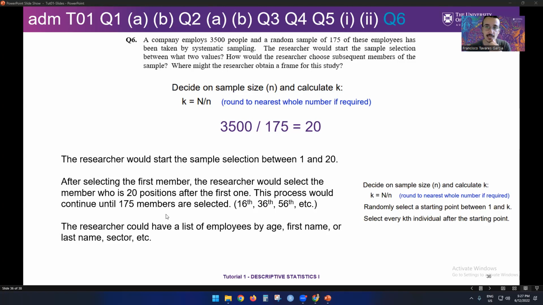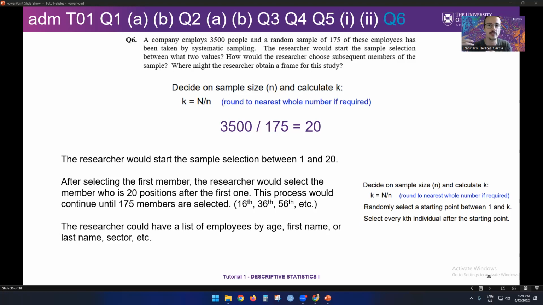For the list of employees, I said the same as Harry: a list that could be ordered, for example, by age, first name or last name. It could also be ordered by the sector they work in. There are many ways of doing that. It depends on what you want. For example, if it's about the amount of hours employees can work, maybe ordering them by age would give you a good sample.